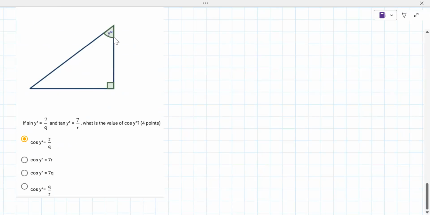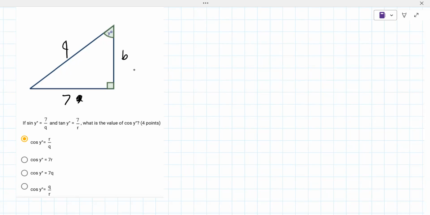Okay, so sine Y is 7 over Q. So A, B, C. Tell me, what is 7 and what is Q in this picture? 7 here, in this case, would be the opposite of angle Y. So that'd be A. So A is really 7. What about Q? Q would be the hypotenuse, which in this case is C.